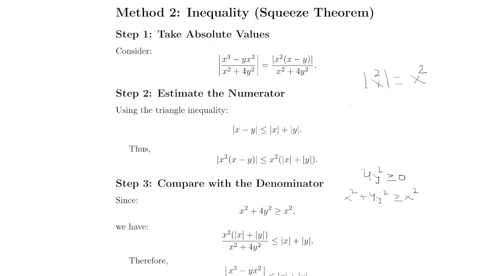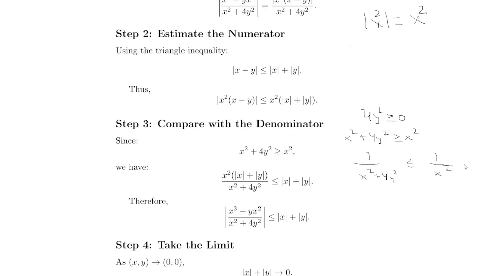So when I flip it, 1 over (x squared plus 4y squared) is going to be less than or equal to 1 over x squared. So now I can multiply both sides by x squared times the quantity (absolute value of x plus absolute value of y). The nice thing is the x squareds are going to cancel, so we end up with this inequality.